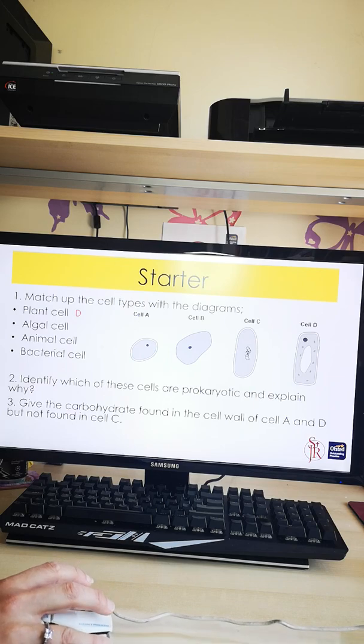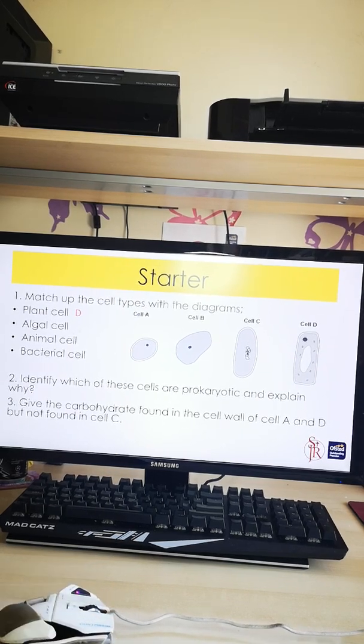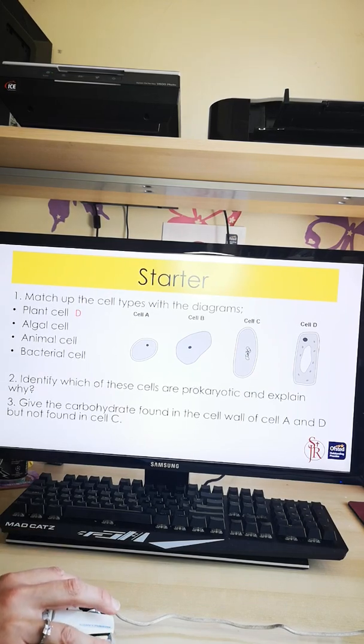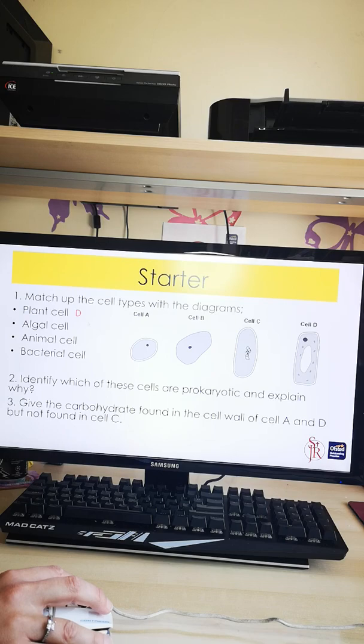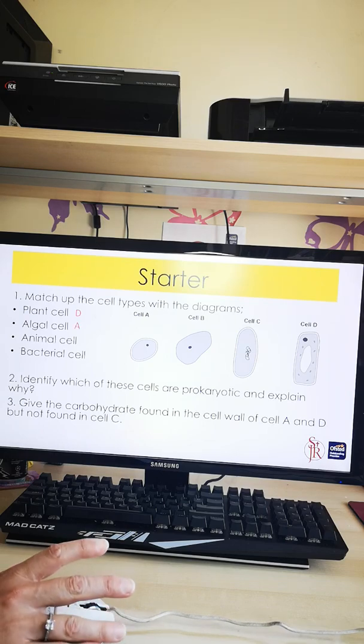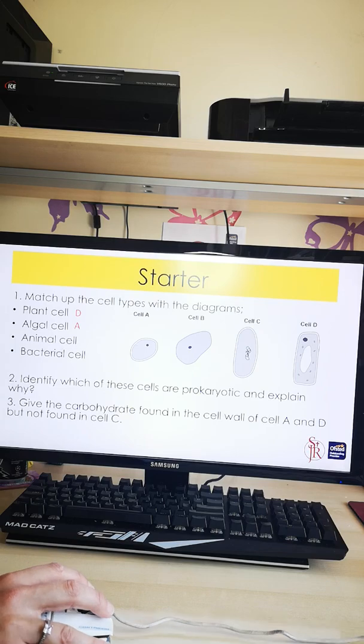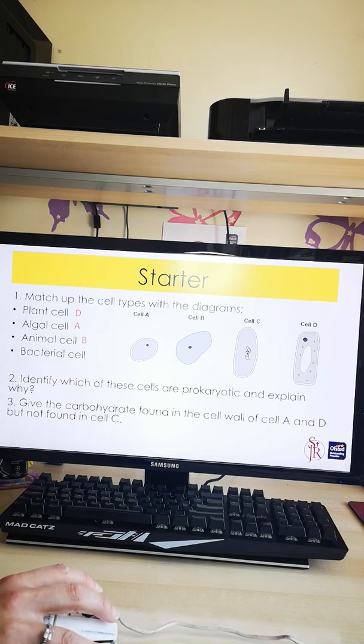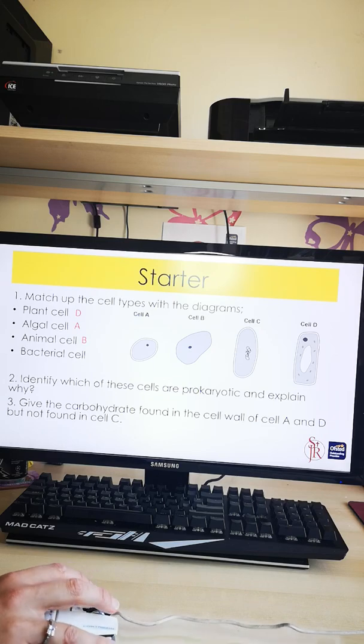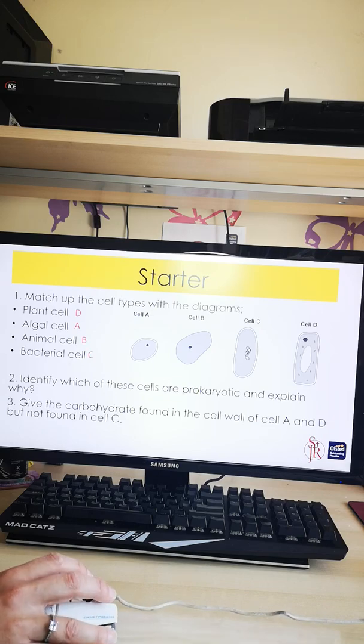Your algal cell, I think you'll probably have left till last. That might be the one that you did at the end when you found your others, because that will be the one you're less familiar with. So that's A, and we'll come back to that. The animal cell, of course, is B. So just the cell membrane visible and the nucleus. And finally then, C is our bacterial cell.